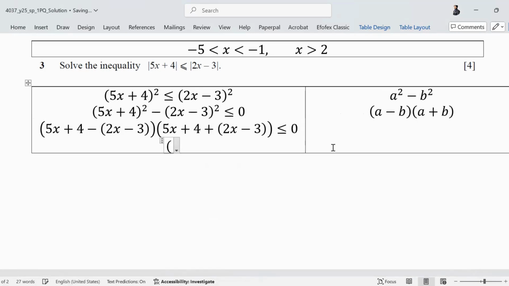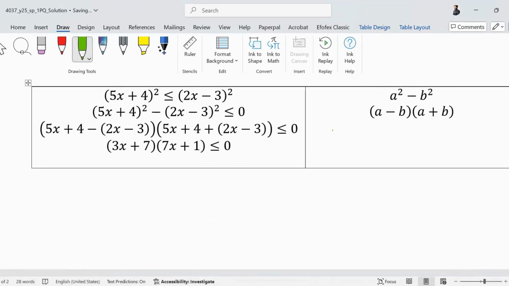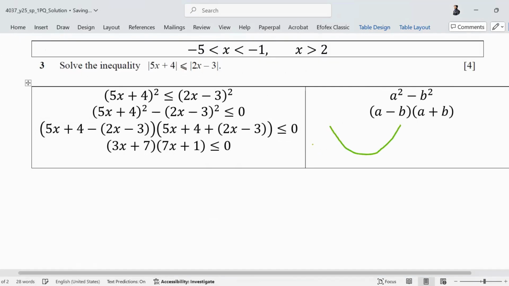So now 5x minus 2x is 3x plus 7. I hope I'm writing it correctly. And 5x plus 2x is 7x plus 1, less than or equal to 0. Now again, another quadratic inequality. The shape that it must have is a happy face because the coefficient of x² is positive.